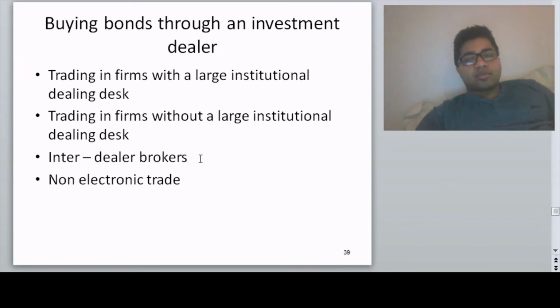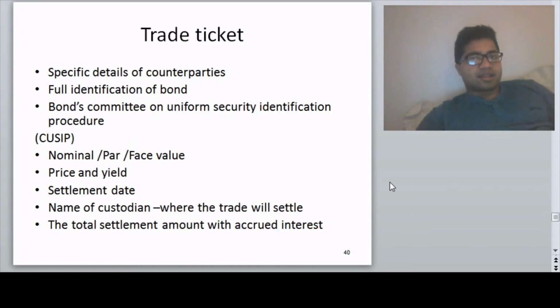Then inter-dealer brokers are brokers that help dealers communicate with each other or trade with each other. Non-electronic trade is when you trade on phone, so all the phone calls are recorded. So even if you trade bonds on phone, you're liable to execute the deal. So they are treated as valid contracts.